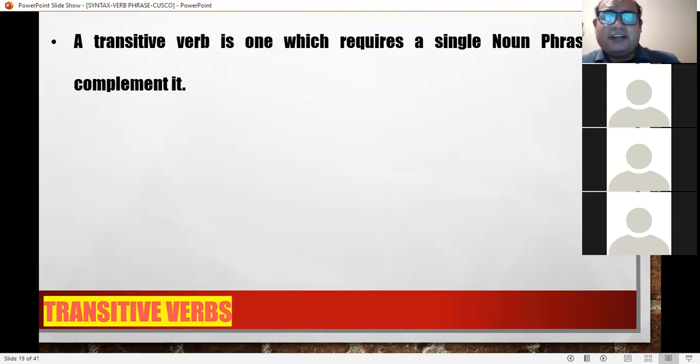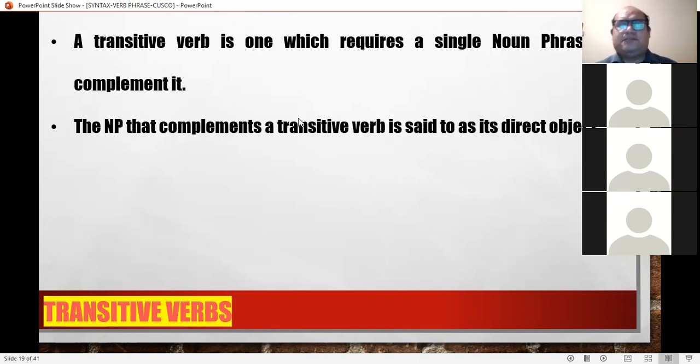So the previous one, remember? A verb plus a noun phrase. These verbs are called transitive verbs. Don't forget this name. Transitive verbs are verbs which require or need a noun phrase to complement them. They are a complement of the lexical verb. So we call this a transitive verb. The noun phrase that complements a transitive verb is said to be the direct object. Here you have another term, direct object. This is the function of the noun phrase in the sentence. It works as a direct object.